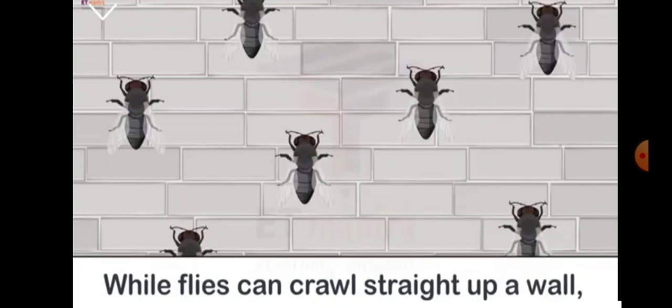Next is flies. While flies can crawl straight up a wall. What is the meaning of crawl? C-R-A-W-L, crawl. Crawl means to walk slowly using hands and knees, like a small baby. So the flies can crawl straight up a wall. See in the pictures, the flies are going up a wall.